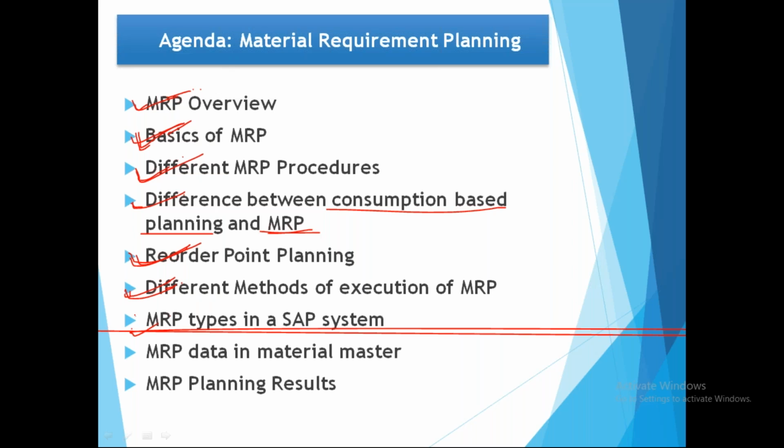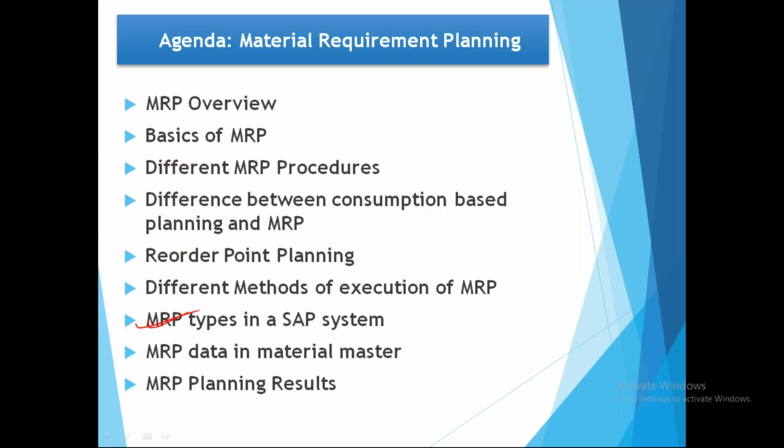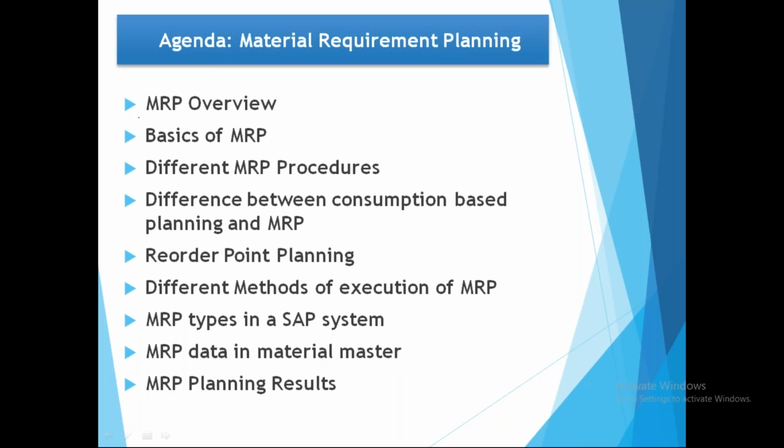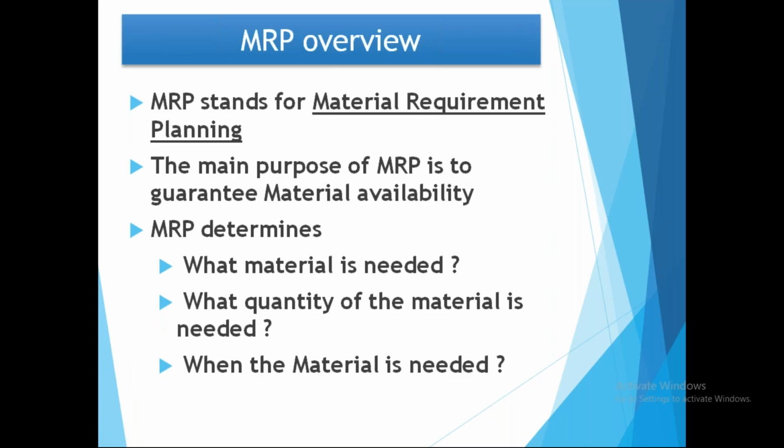Then we will see what are the different MRP types in the system, and what data you need to maintain in the material master for MRP. To carry out MRP, what data needs to be maintained in the material master, we will cover that. And finally we will see MRP planning results. Once the MRP is executed, how to see the planning results. So these are the topics we will be covering in the MRP, material requirement planning.